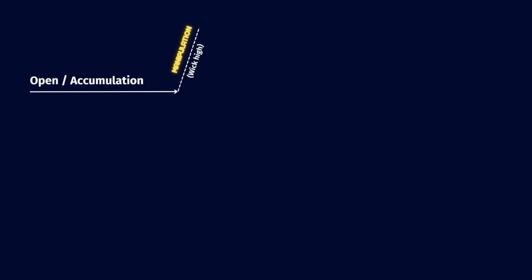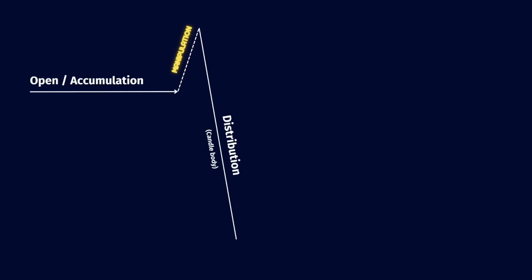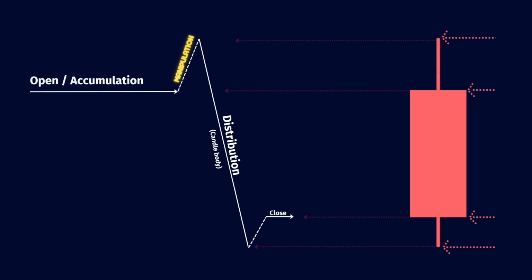The second phase is the manipulation. In other words, it's the wick high for the candle in development. The next phase is the distribution. This distribution is for printing the body of the candle, for the candle in development, or the power of three in development. And the close in the power of three is the wick low, the opposite wick.